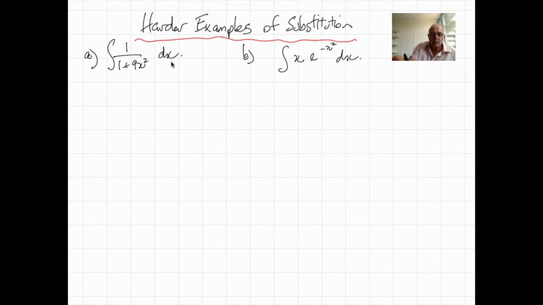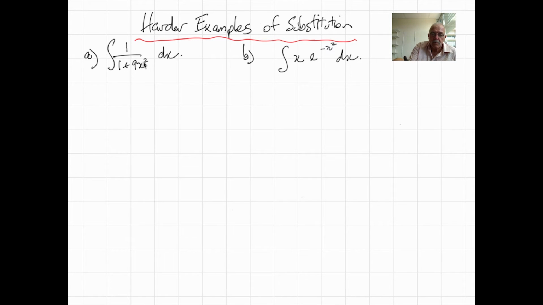On first inspection you could say, oh, maybe let u equals 1 plus 9x squared. But if you did that substitution, you'll find that the x's wouldn't cancel out. You'd have u's and x's involved, just like the last example I did in the previous video. And so you'd be stuck.